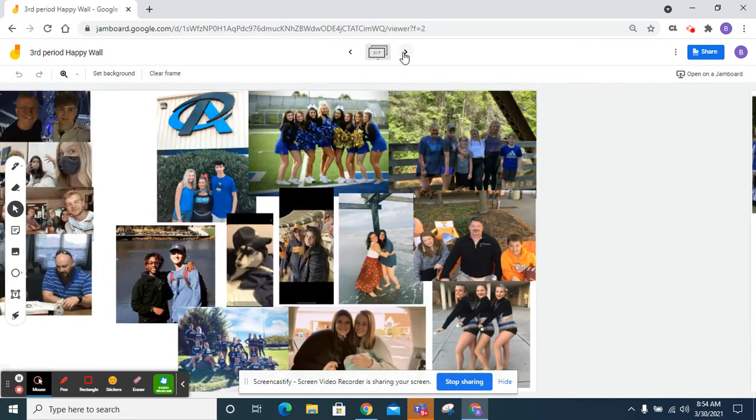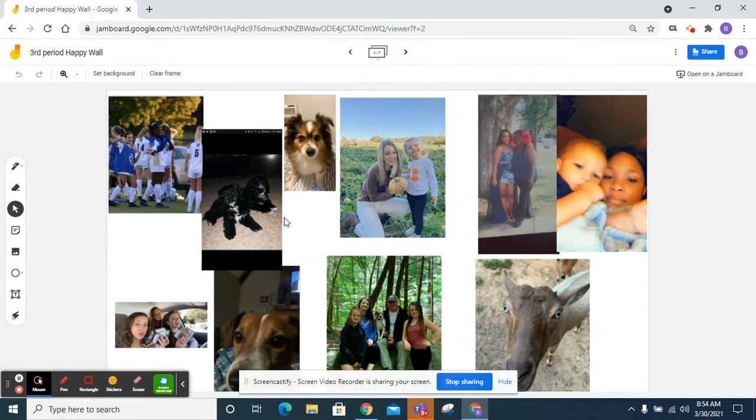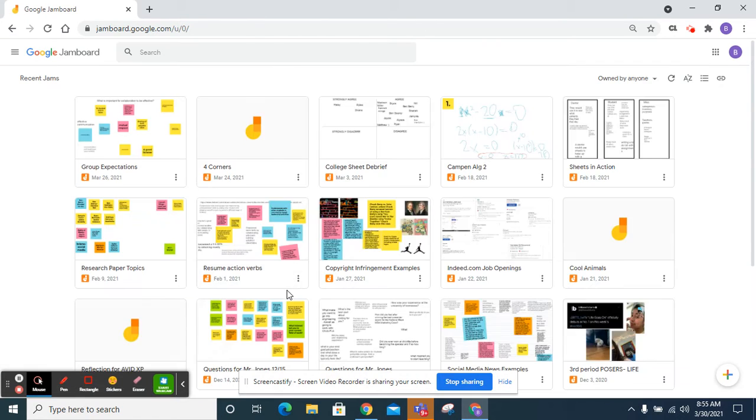We had multiple pages, but then the students were able to go in and explain, this is why these pictures are here. This is what my family looks like. Or maybe even that you have a pet goat, and not everyone would know something like that.